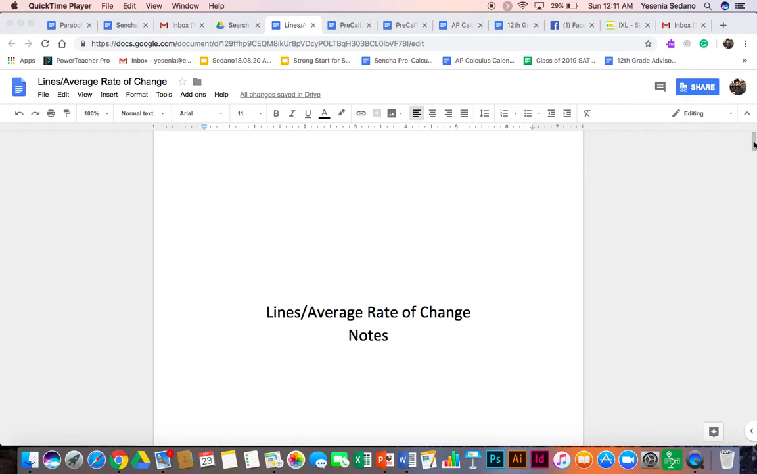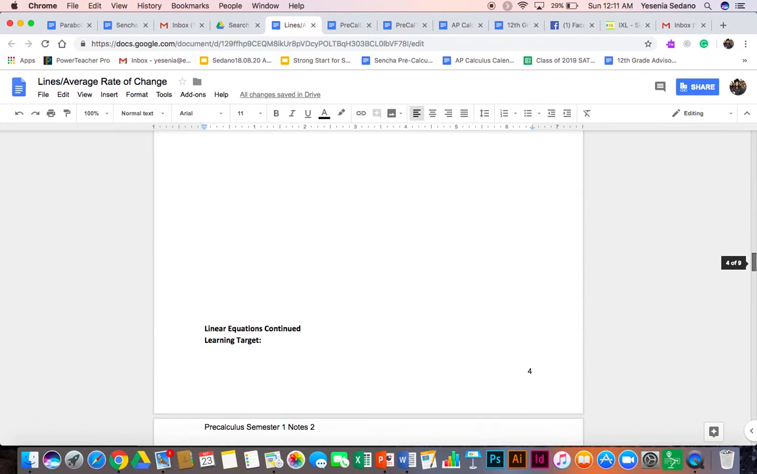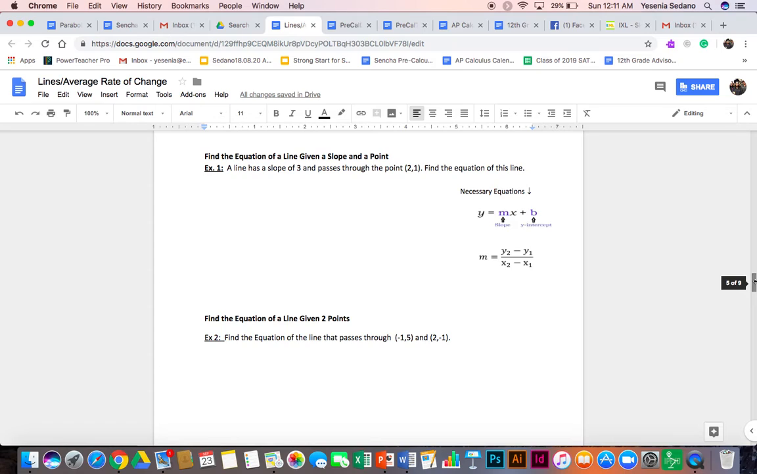Alright, we're going to be talking about how to create equations of lines. For this video, I'm going to be referencing your notes, page 5 right here, where I give you guys the necessary equations. So I give you y equals mx plus b and the slope formula, which is y2 minus y1 all over x2 minus x1. These are the essential formulas that you need in order to do the tasks.